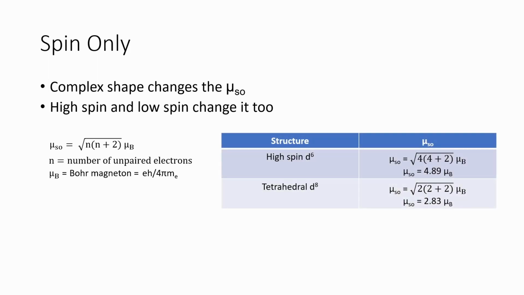Here is a quick table to demonstrate how the magnetic moment changes depending on the compound's spin shape. Low spin compounds have not been included here because they have a magnetic moment of 0 as there are no unpaired electrons. A high spin d6 complex, as you've seen by the equation with the numbers correctly substituted in, has a magnetic moment of 4.89 times the Bohr magneton. A tetrahedral d8 complex will have a magnetic moment of the square root of 2 open bracket 2 plus 2 close bracket, times, once again, the Bohr magneton, which is equal to 2.83 times the Bohr magneton.